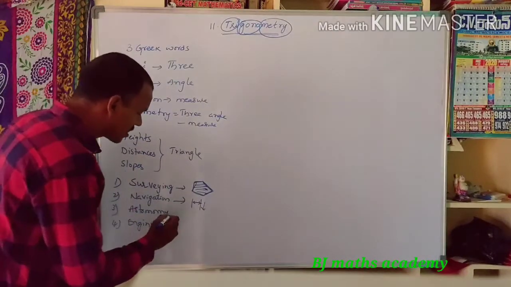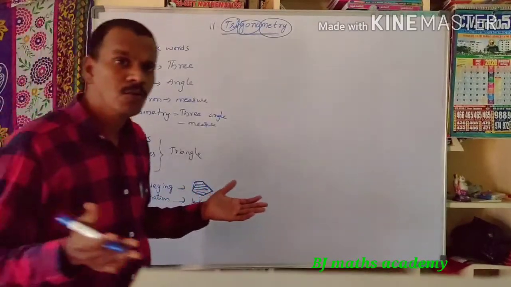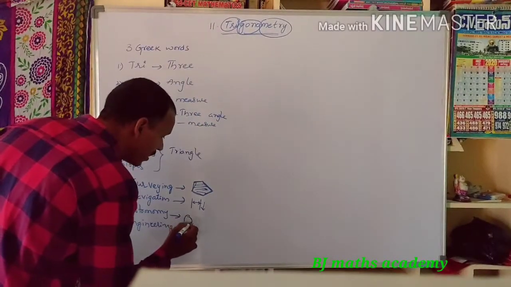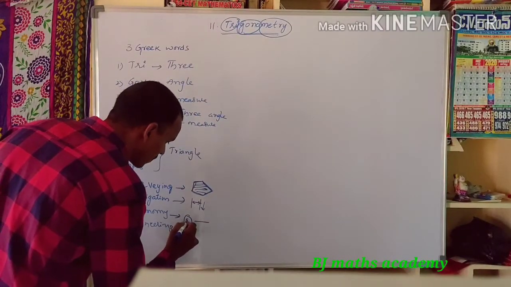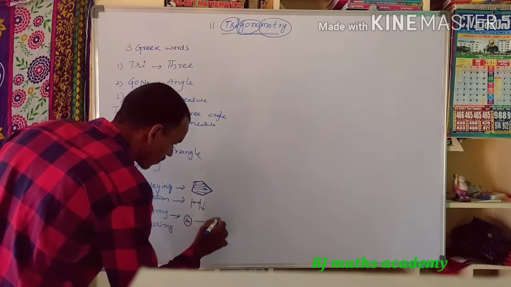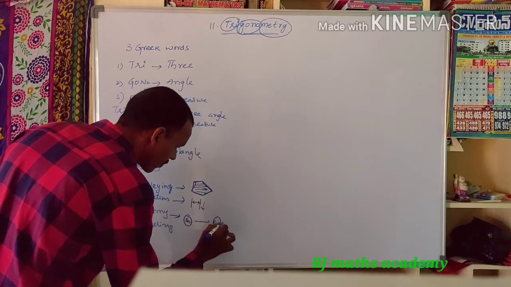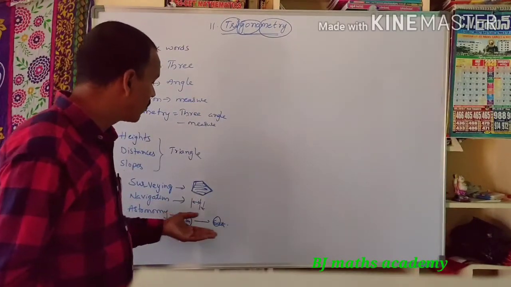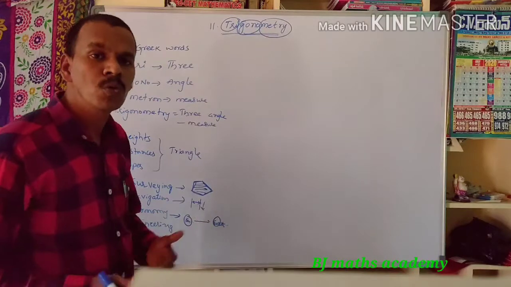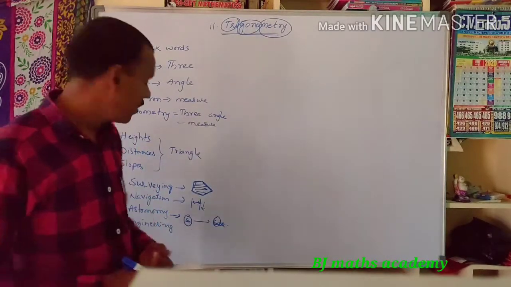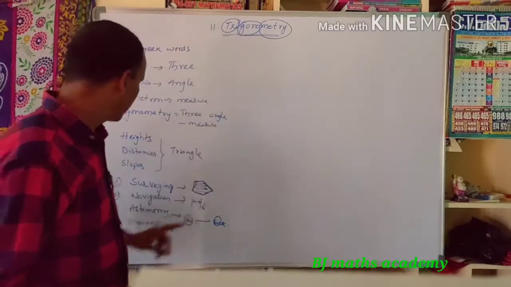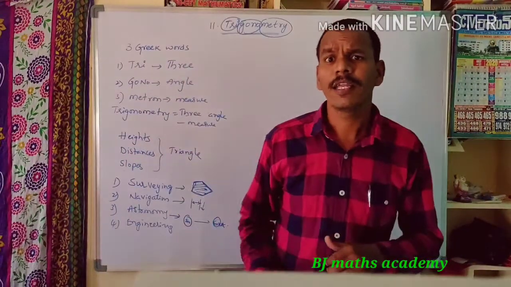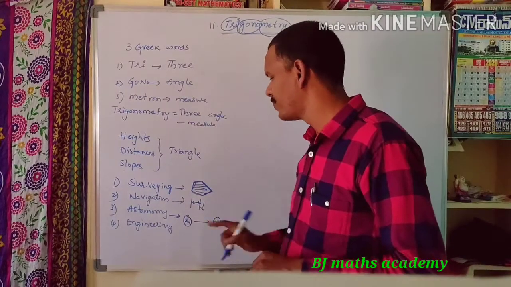Now go to astronomy. In astronomy also we can use trigonometry, like finding the distance between the planets. What is the distance from the sun to the earth, the moon to the earth, the sun to the moon? For that we can use trigonometry in astronomy. In engineering also, there are so many places where we can use trigonometry.